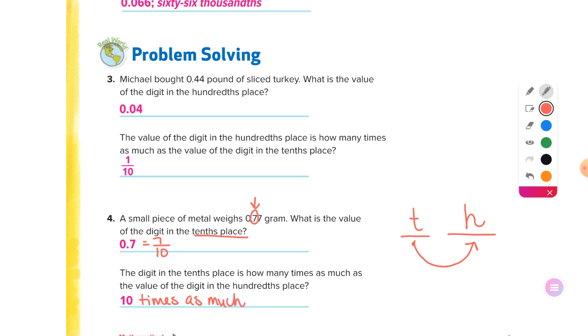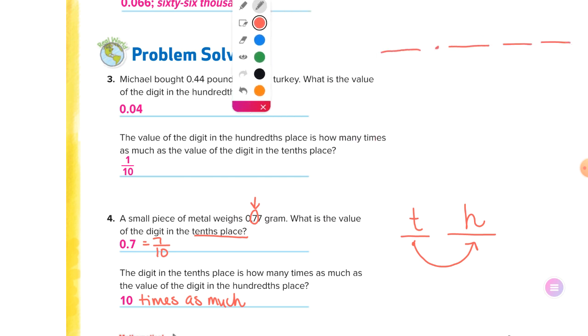Now, number 5 made you think. It just wanted you to think of a decimal number. I'm just going to put up some blanks up here, so that a digit is 1/10 times as much as another digit. Who thinks they have an answer that works? There's millions of answers. Dylan, what'd you come up with?